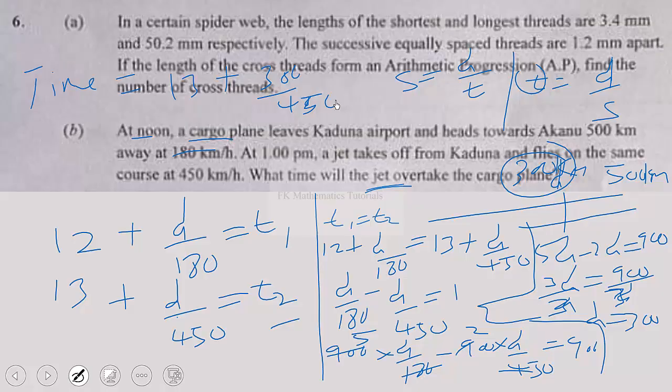And 300 over 450 is the same as 2 over 3. So 13 plus 2 over 3. And 2 over 3 in terms of minutes, we multiply by 60 to get 3 will go here, 20. So that will be at 1:40 p.m. That was the time that the jet overtook the cargo plane.